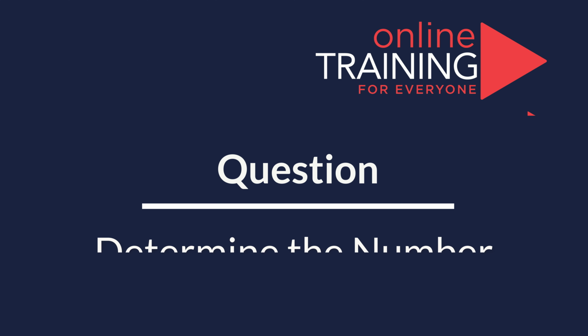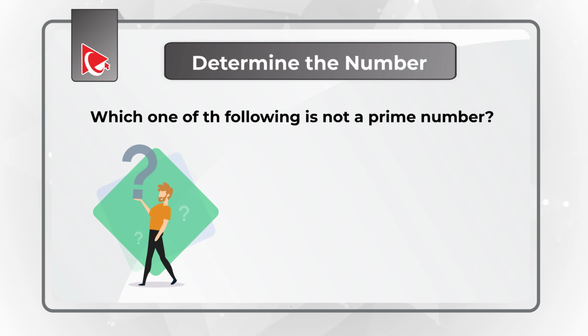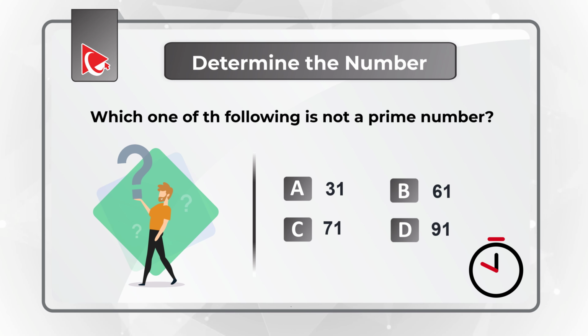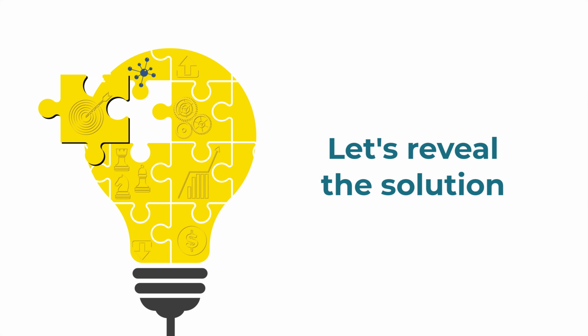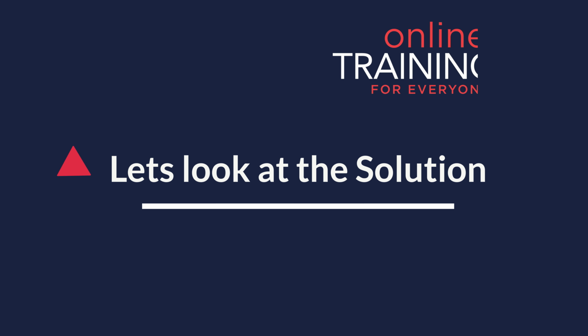Here's an interesting question where you're presented with a set of numbers and you need to determine which number is not a prime number. You have 4 different choices. Choice A, 31. Choice B, 61. Choice C, 71. And choice D, 91. Give yourself a little bit of time, maybe recall the definition of prime numbers, and see if you can come up with the solution. Did you solve it? Let's move forward and get to the correct solution together.